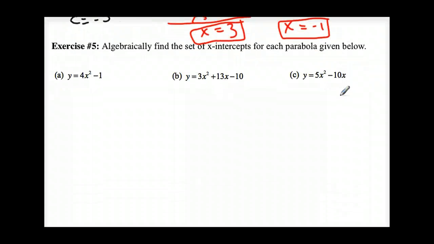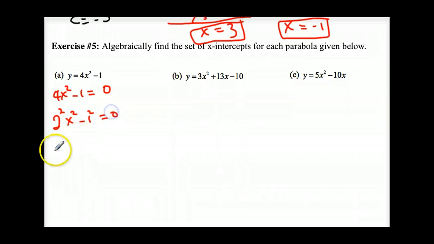And here's our last three examples for today's lesson. First one says y equals 4x squared minus 1. Algebraically, I want you to find the x-intercept, or basically where the graph crosses the x-axis. So the first thing I want to do is set this up. 4x squared minus 1 is equal to 0. And if you remember, these are actually 2x squared minus 1 squared. And these are my difference of squares, 2x minus 1 and 2x plus 1 equals 0.